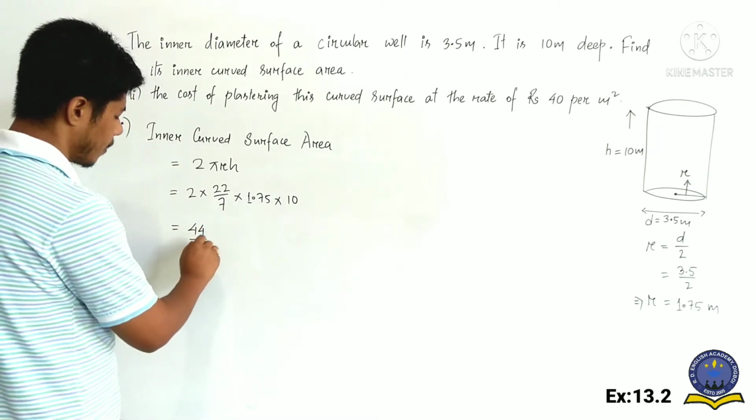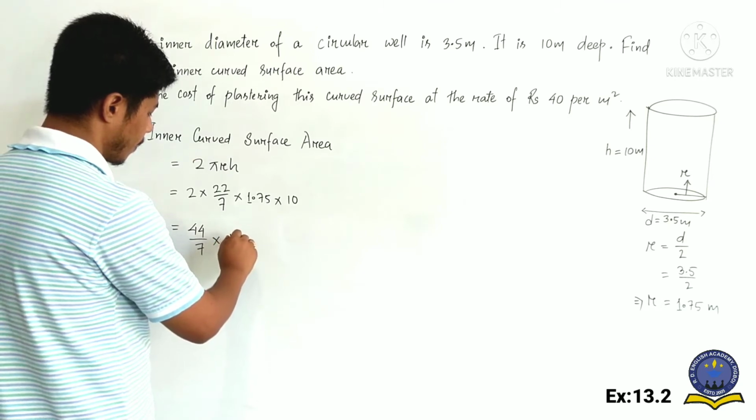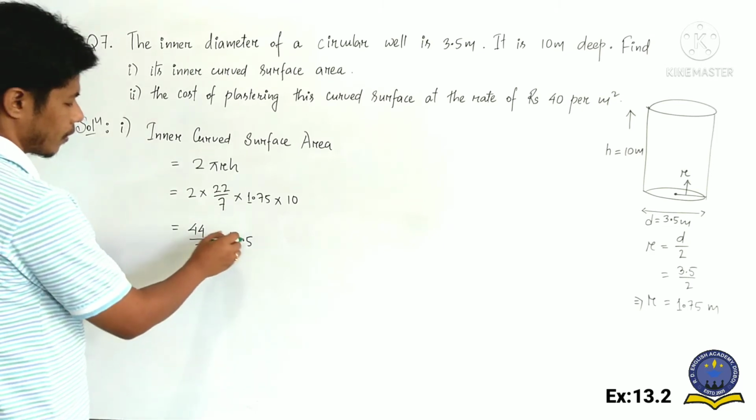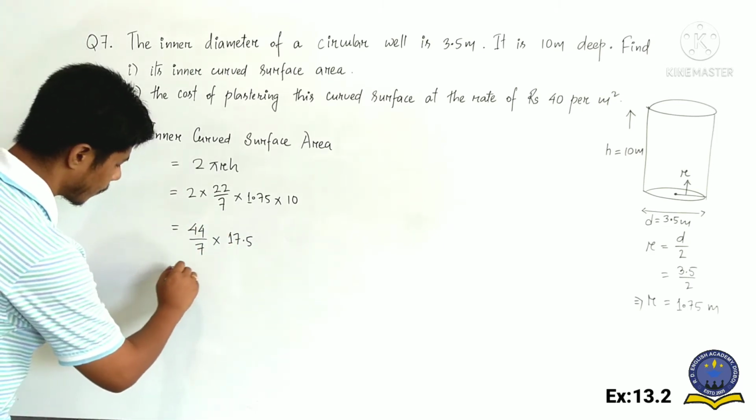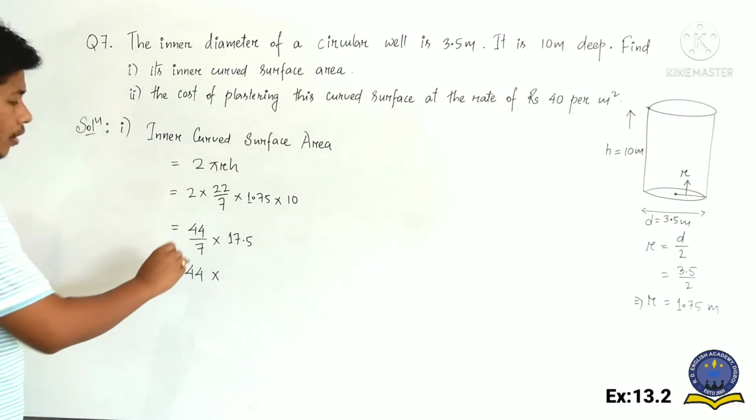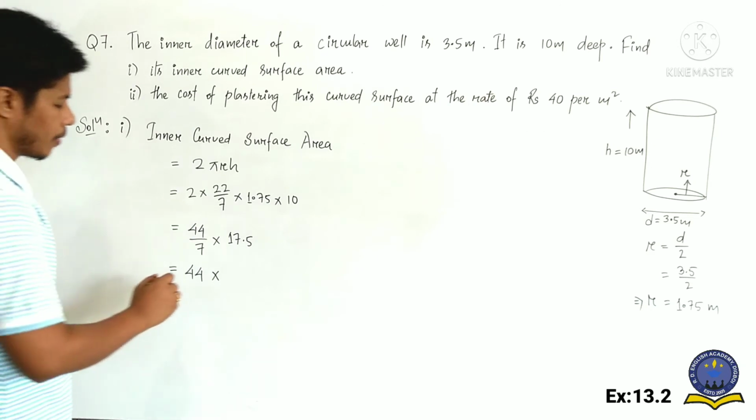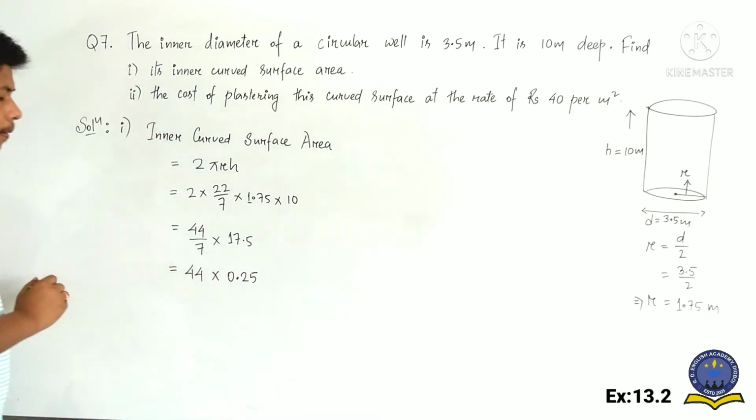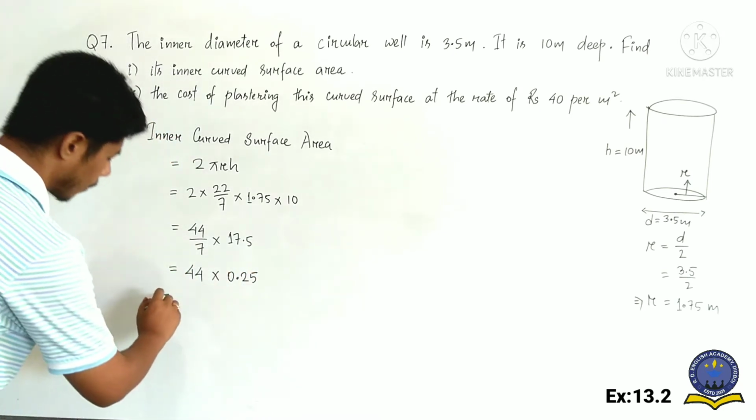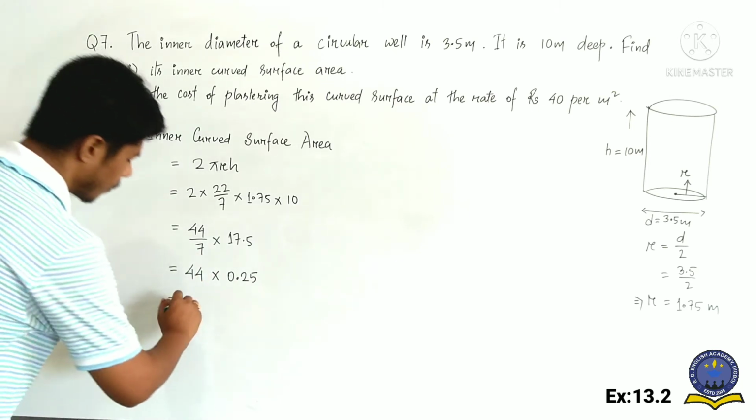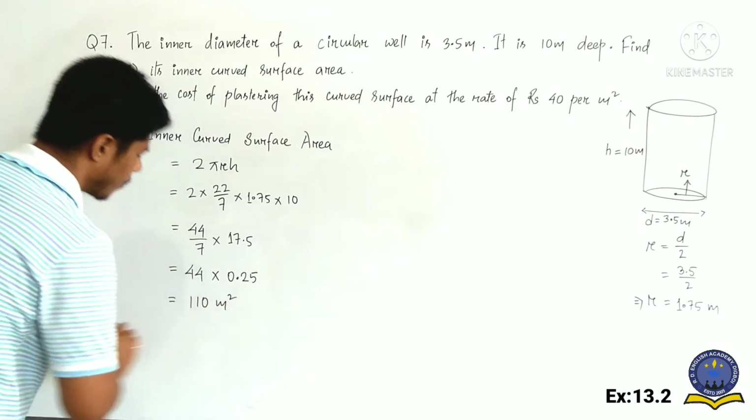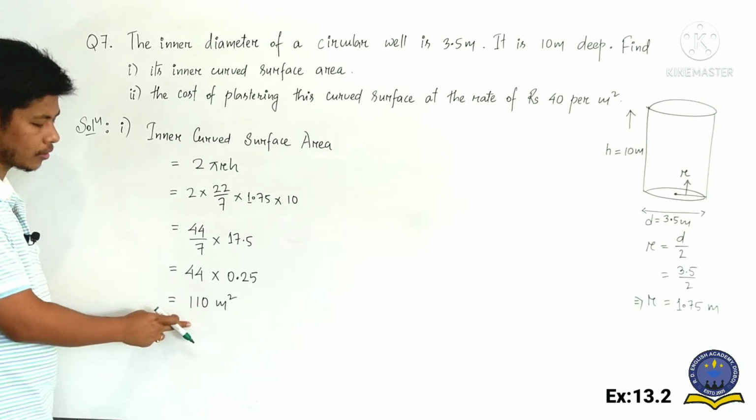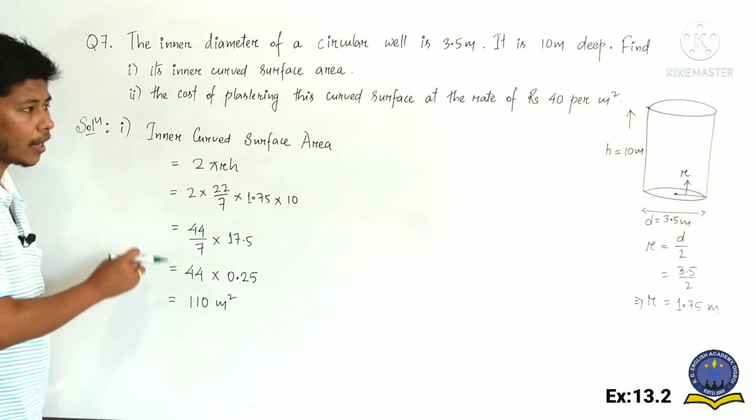So 44 by 7 into 17.5. Is it clear? As a whole, the 7 can easily cancel with 17.5, and we get 44 into 2.5, which is 110 meter square. So the inner curved surface area of this circular well equals 110 meter square. I hope all of you understood this one.